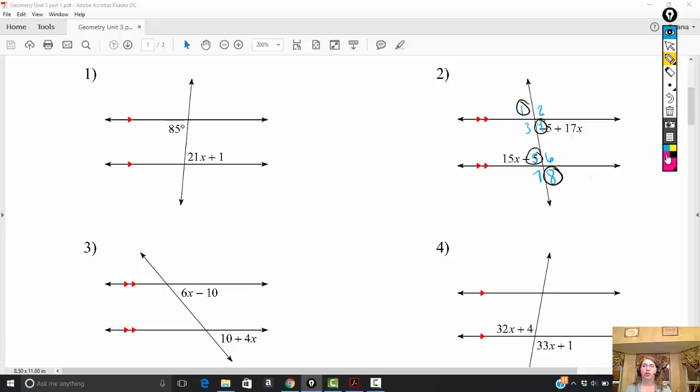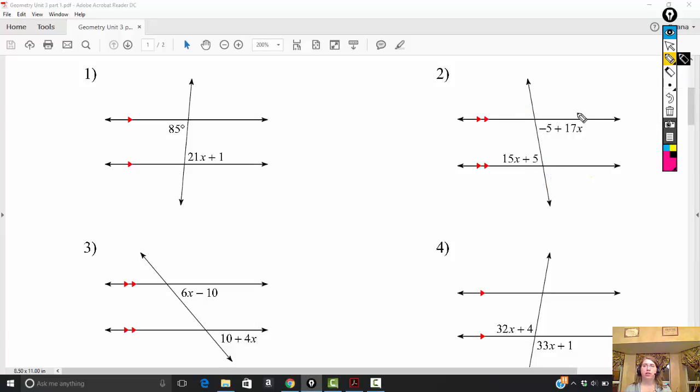I'm going to use a different color here to mark the other ones. So we have 2, 3, 6, and 7 are also equal. 2 and 6, again by corresponding angles. 2 and 7 by alternate exterior angles. 3 and 6 by alternate interior angles. So, along with that, we learned about postulates and such that we'll be talking about.